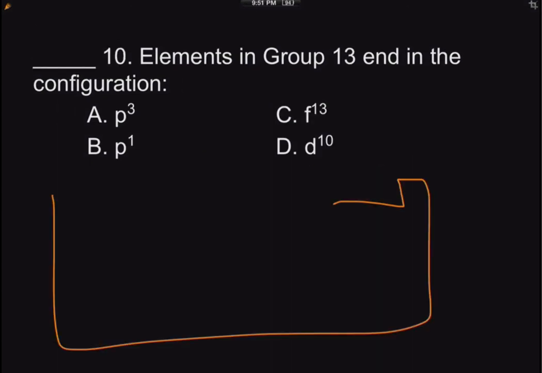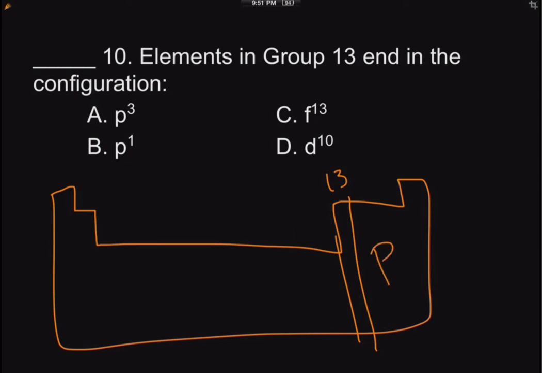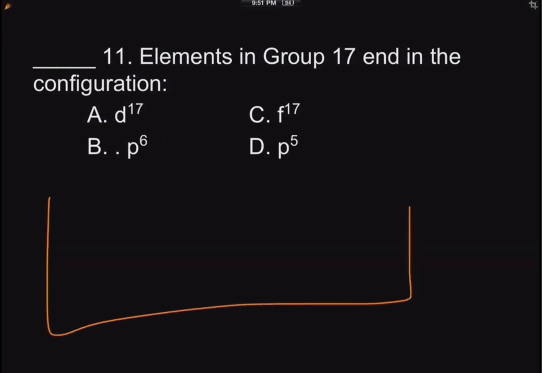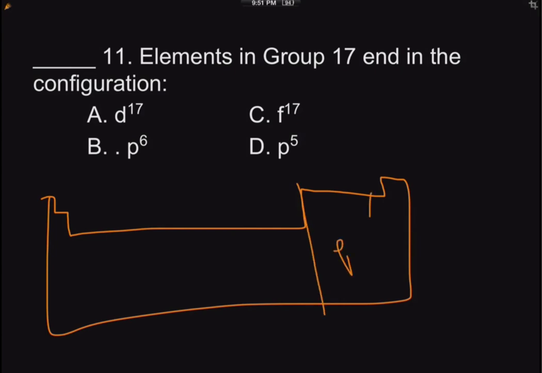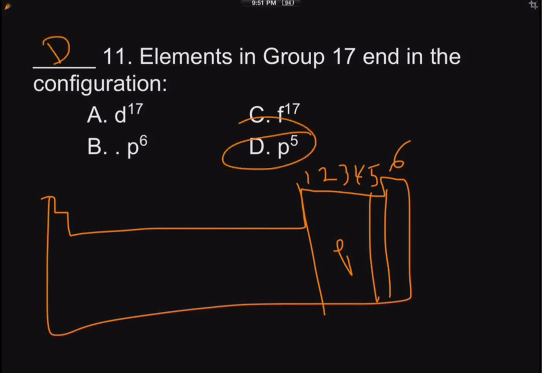Elements in group 13. Well, we're looking at the periodic table again. Group 13 is right here, so it's in the P block, and 13 happens to be the first column in the P block, so those configurations are all going to end with P1. Alright, group 17 in the P block again, and group 17 is the column of elements that's just before the noble gases, so the next to last column in the P block, and it's 1, 2, 3, 4, 5, and the noble gases are group 6 in the P block. So group 17, which is called the halogens, have configurations that end with P5.